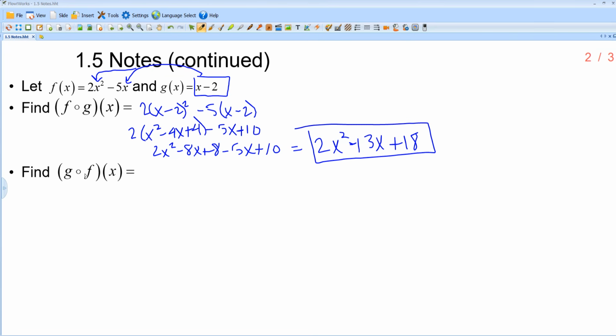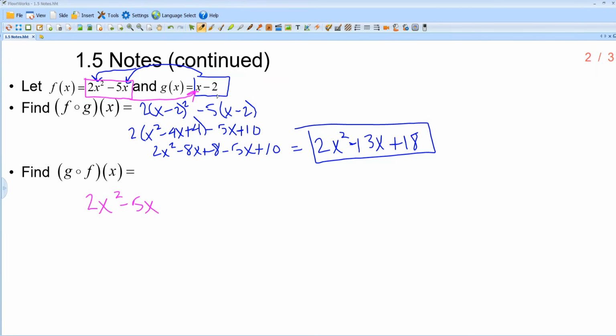Going the other way ends up being a lot easier. G of f of x. So I'm going to take this f function, and I'm substituting that one into x in my g function. So my g function, I'm only replacing x once, and I'm replacing it with this entire expression, 2x squared minus 5x. So there I just replaced x.